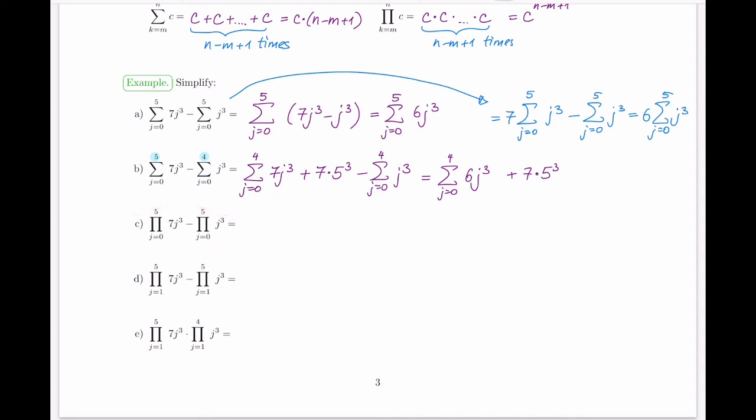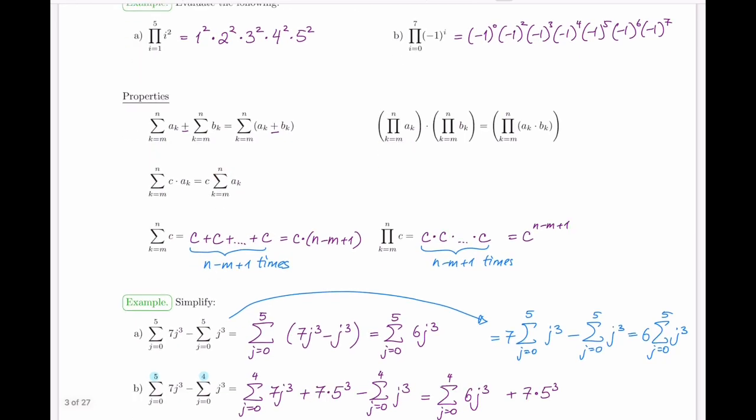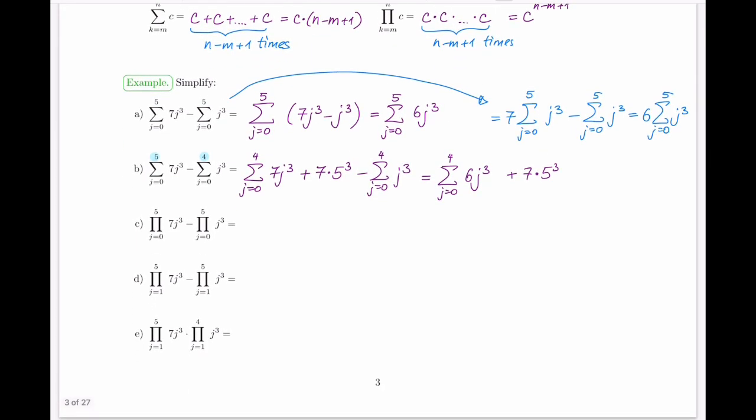Now, what happens if we start working with products? Notice that I'm actually subtracting the products here, so there are no rules that allow me to intermix product and summation, so I'm going to have to be very vigilant about what's going on here. And in fact, what I'm going to do, because that's the only thing I can do, is just expand these out. So it's the product between 0 and 5 of the terms that look like this. So my first term is going to be 7 times 0 cubed. My second term is going to be 7 times 1 cubed, 7 times 2 cubed, and so on, all the way up to 7 times 5 cubed.